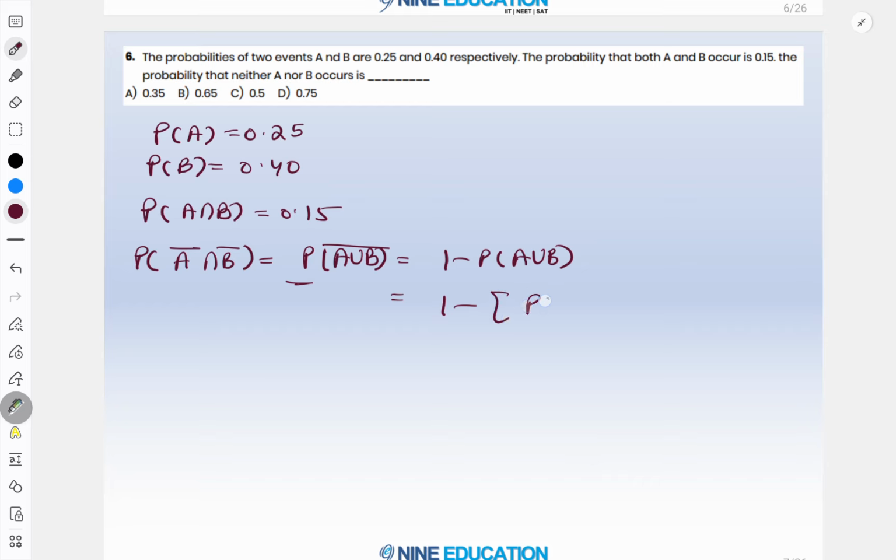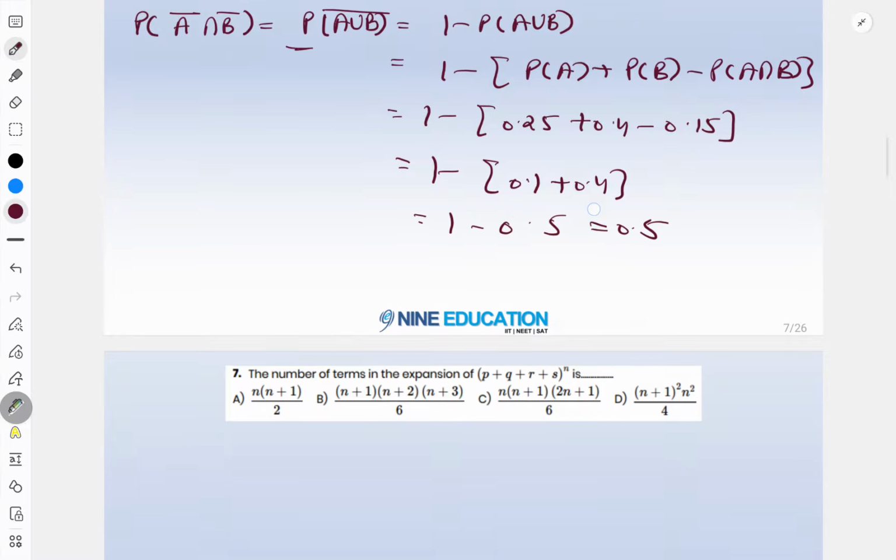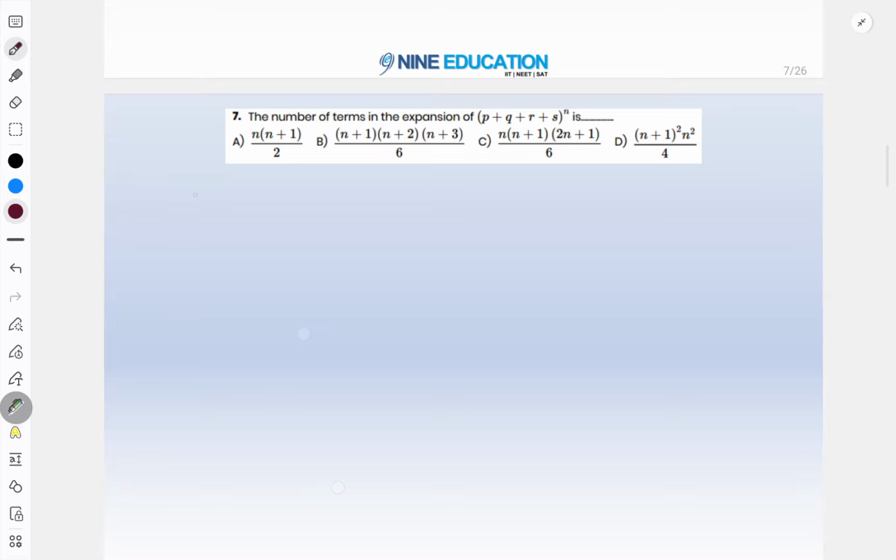So this is 1 minus probability of A plus probability of B minus probability of A intersection B, which is 1 minus 0.25 plus 0.4 minus 0.15, that is equal to 1 minus, this is 0.1 plus 0.4, which makes it 1 minus 0.5. So 0.5 should be your answer. Option C.